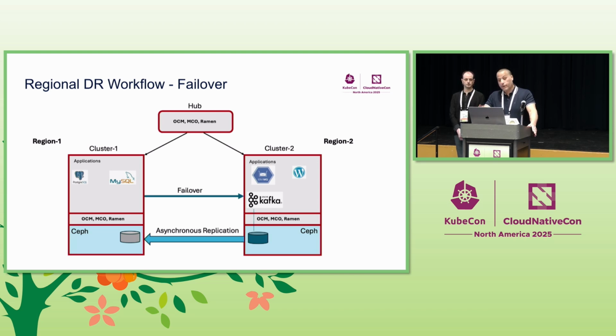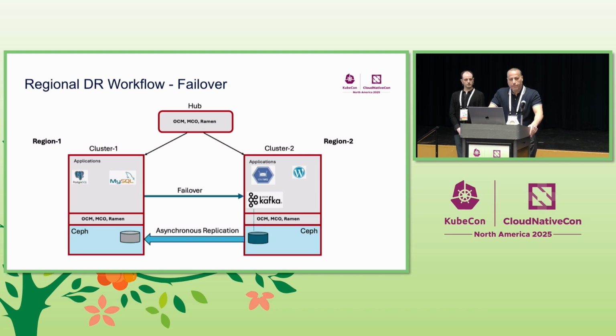And once the failover is done and the application is running on cluster 2, we go to cluster 1, clean up that cluster, and then reset the synchronization. And now, as you can see in this diagram, it is syncing from cluster 2 to cluster 1.